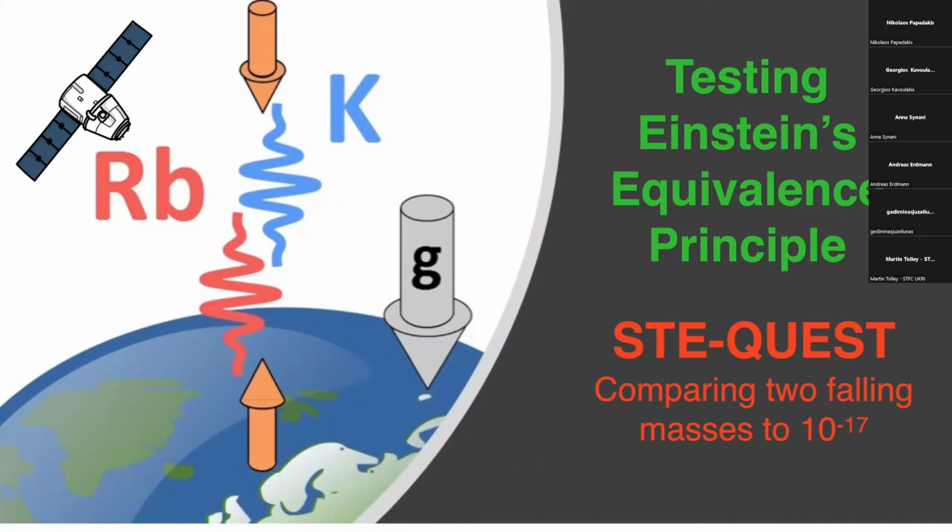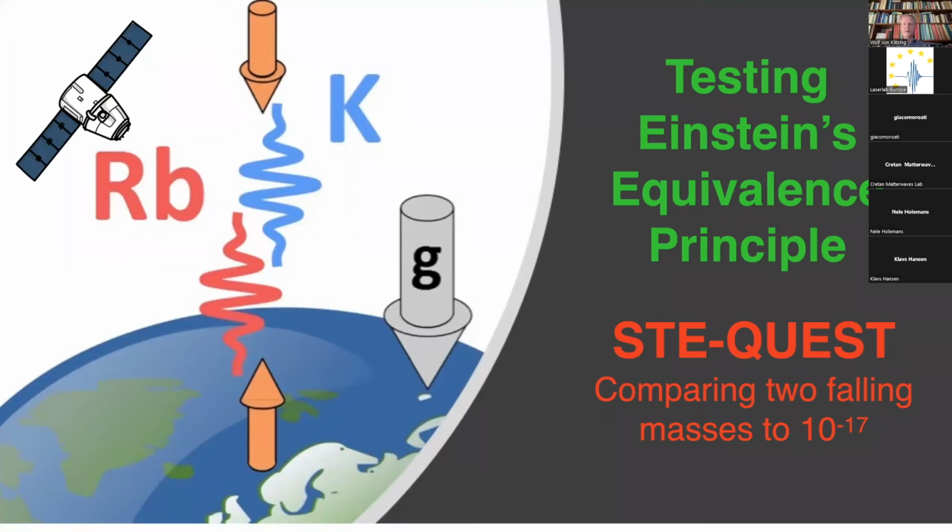And we are going to put rubidium and potassium into space, accelerate them, and measure differential acceleration in free fall. So the two masses will be falling, and we will see whether one is accelerated relative to the other. And because we can compare two masses, we can measure the differential acceleration with enormous precision, hopefully down to the 10^-17 level.